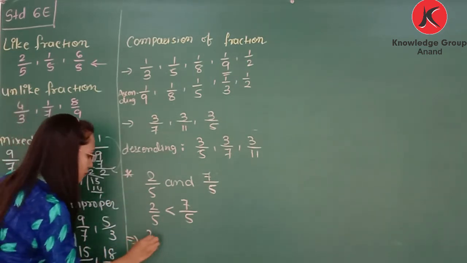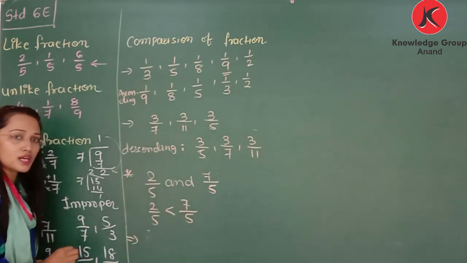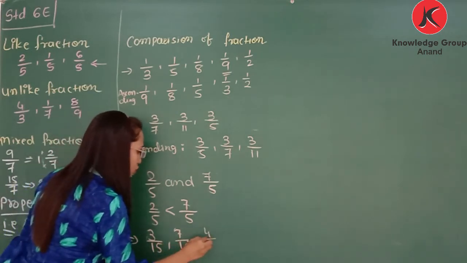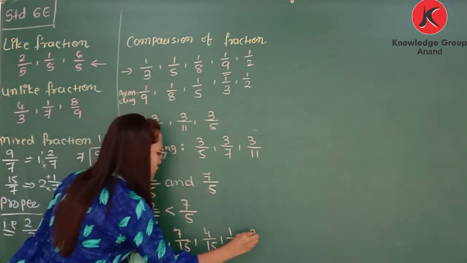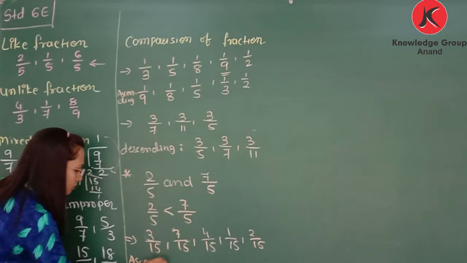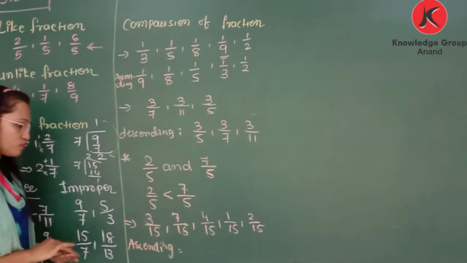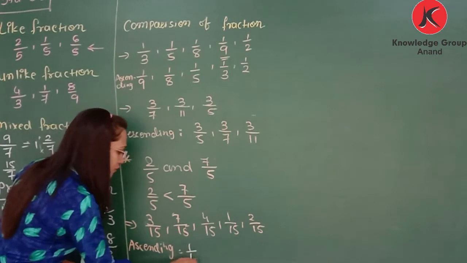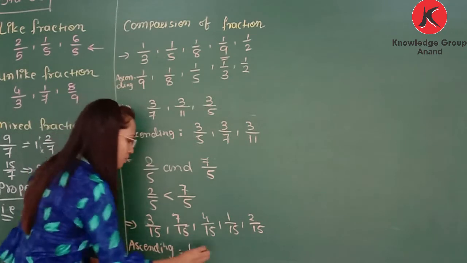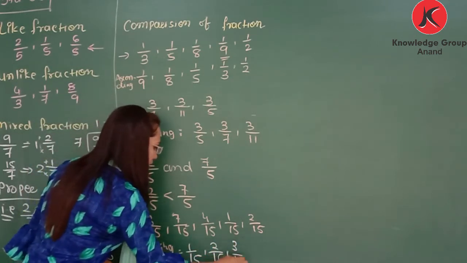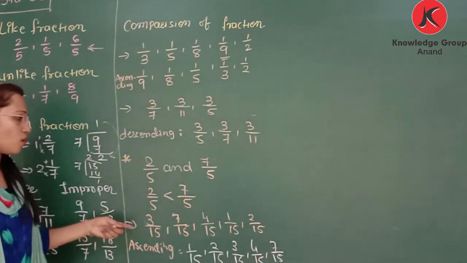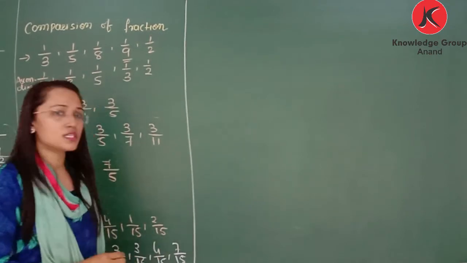Let's take some examples of arranging the fractions in ascending order: 3 by 15, 7 by 15, 4 by 15, 1 by 15, 2 by 15. So what will be the smallest one? Here 1 by 15 is the smallest because the denominator is same. So compare the numerators. In that 1 is smallest, then 2, then 3, after that 4 and last 7 by 15. So this is the ascending order of like fractions. Now comparison of unlike fractions.